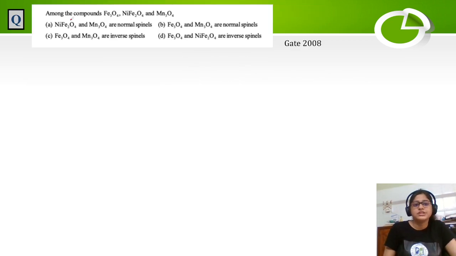Now coming to the question. This came in the GATE exam, GATE 2008. Among the compounds Fe3O4, NiFe2O4, Mn3O4, what are normal and what are inverse? Some options are given here. So let's say the first one, we have previously calculated it. It was inverse, right? You know now.